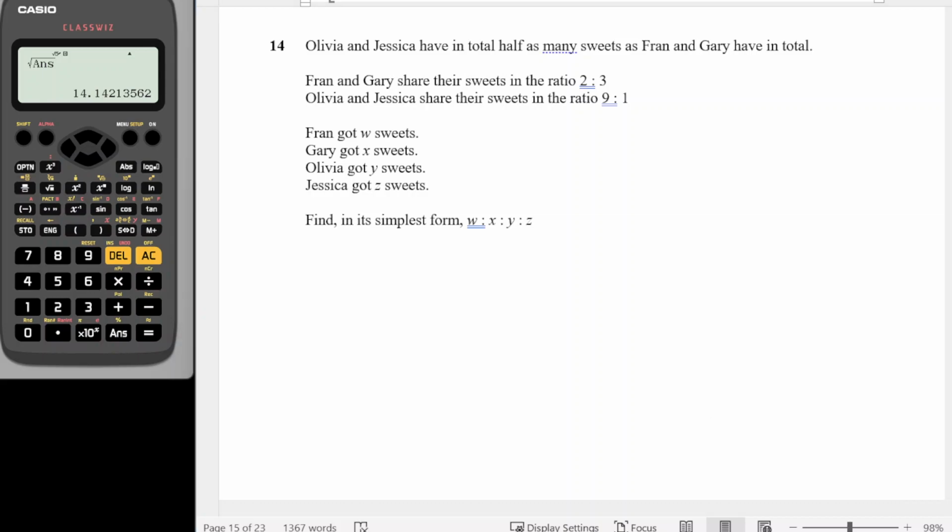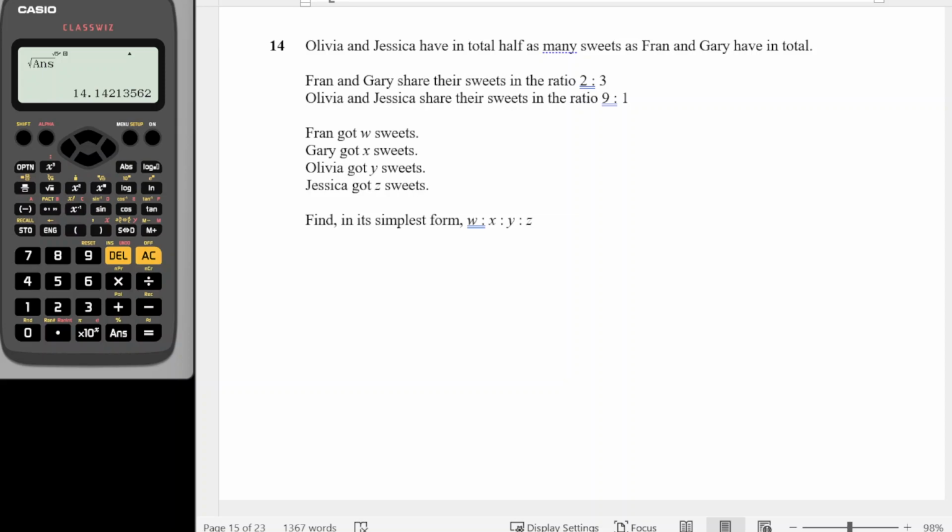Okay, question 14 then. Oliver and Jessica have in total as many sweets as Fran and Gary have in total. Fran and Gary share their sweets in the ratio 2 to 3. Oliver and Jessica share their sweets in the ratio 9 to 1. Fran has got W sweets, Gary's got X sweets, Oliver's got Y sweets, Jessica's got Z sweets. Find in the simplest form W to X to Y to Z.